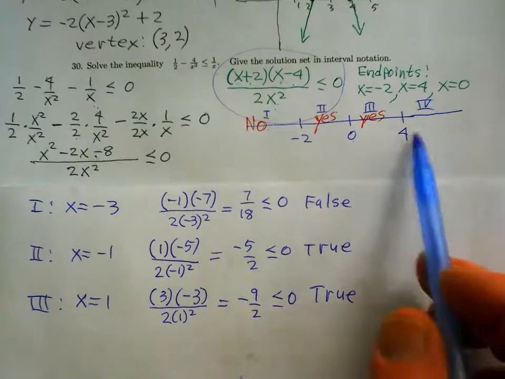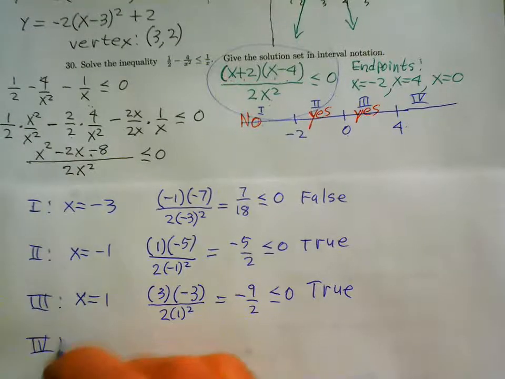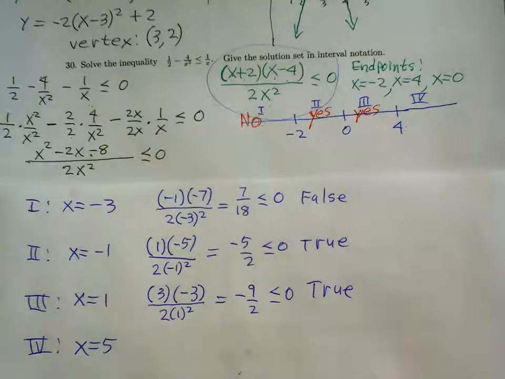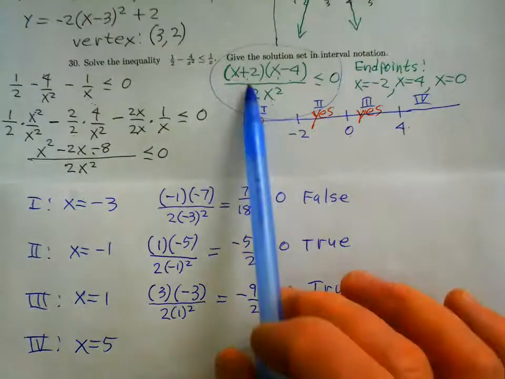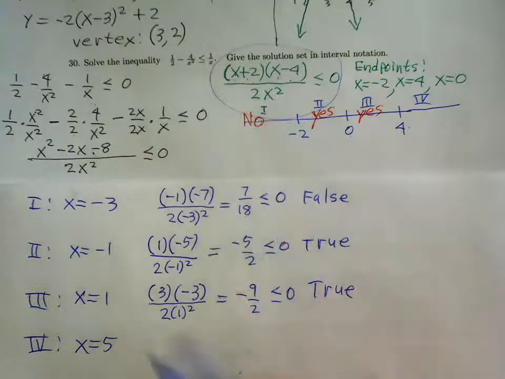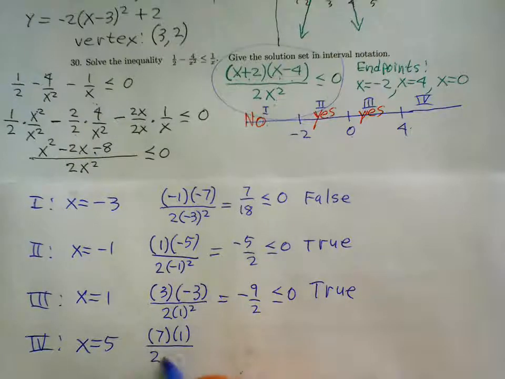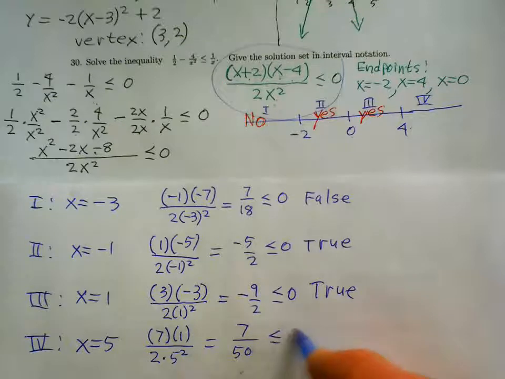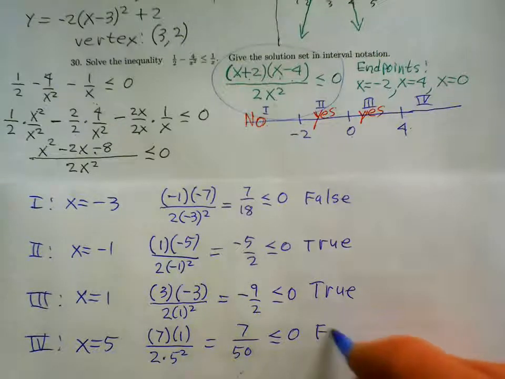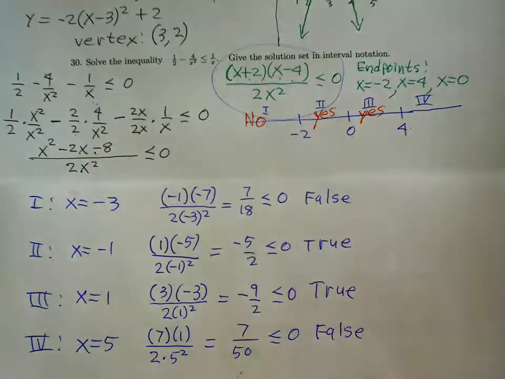And then in the fourth interval, pick a number greater than 4. So I'll pick 5. And then in the factored form of the inequality, 5 plus 2 is 7. 5 minus 4 is 1. In the denominator, 2 times 5 squared is 50. +7/50 less than or equal to 0 is false. So none of the numbers in the fourth interval are solutions.